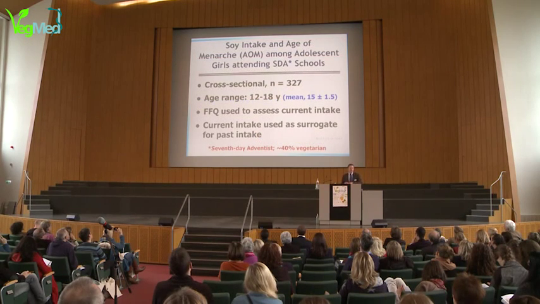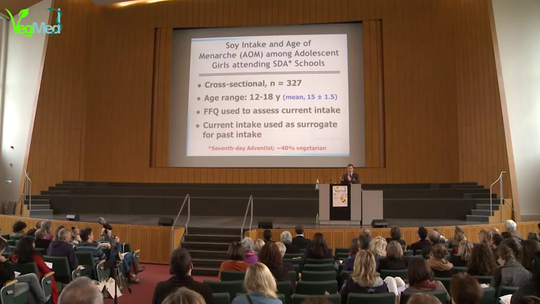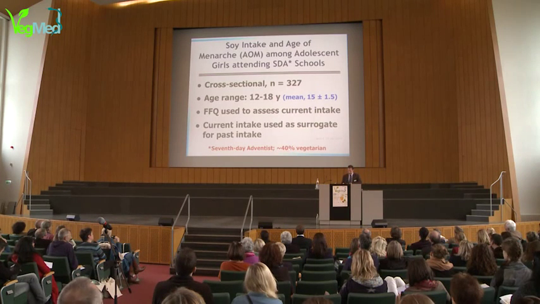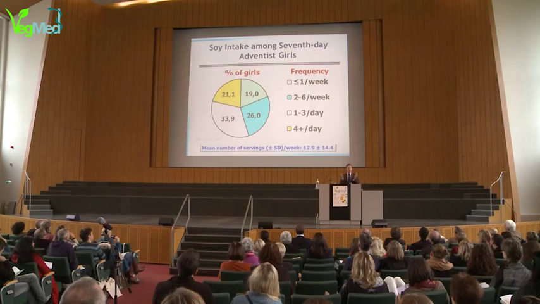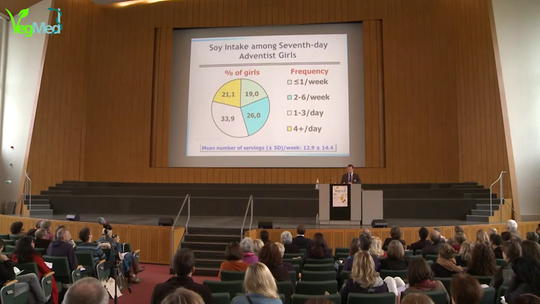So I was involved with a study that looked at the effect of soy on 327 Seventh-day Adventist girls. Seventh-day Adventist is a religious denomination that promotes a vegetarian diet, so they're high soy consumers. We used current soy intake as a representative of past soy intake. And let me just show you, you can see that there was a range of soy intake. 20% of the girls consume soy less than once per week. 20% of the girls consume soy at least four times per day. So excellent population to study.